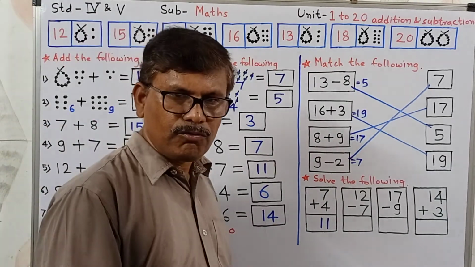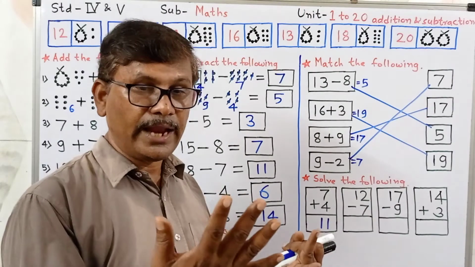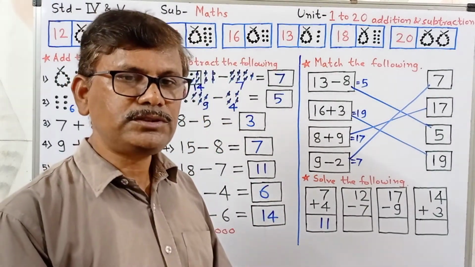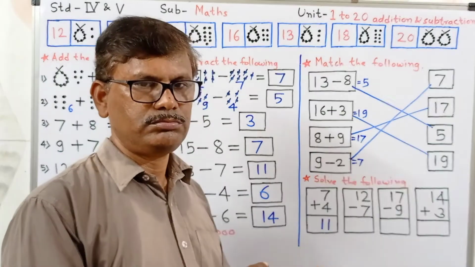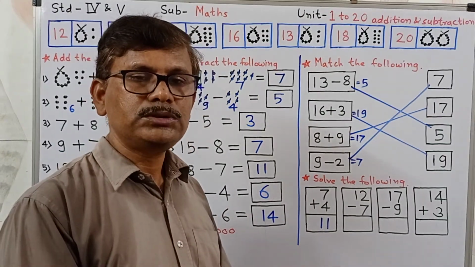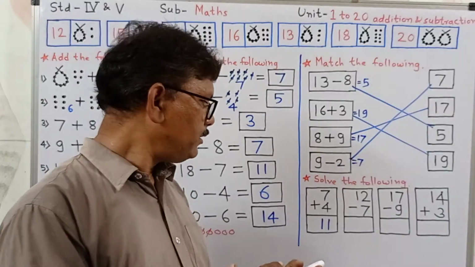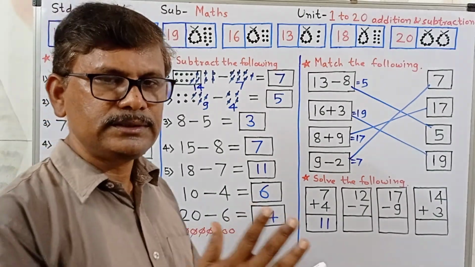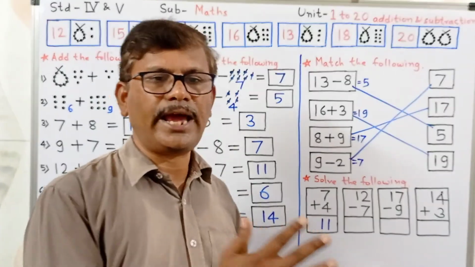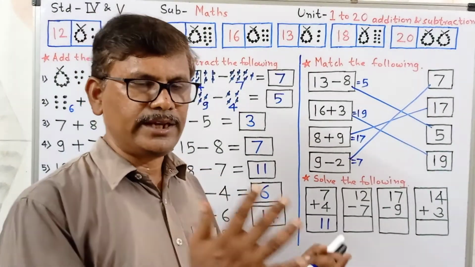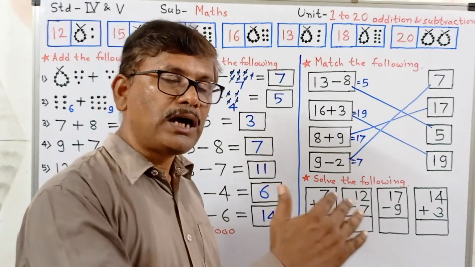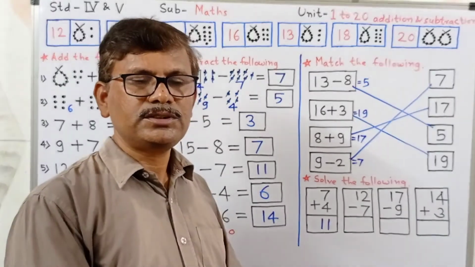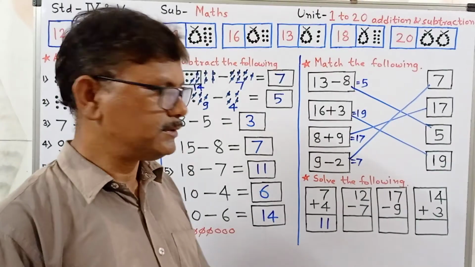12 minus 7. Take 7 fingers and listen. Minus means count down, which means count before numbers, and addition means count after numbers. Understood? That is the difference between addition and subtraction. Addition means to count after numbers, and subtraction means to count before numbers.